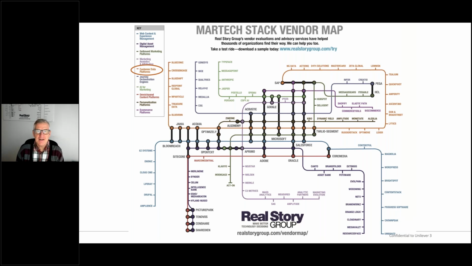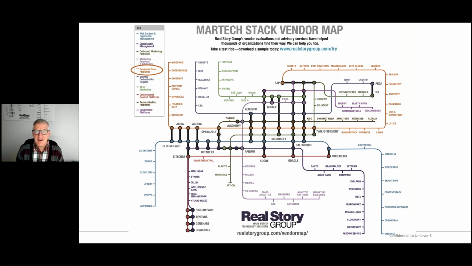Many of you have seen our MarTech stack vendor map, subway map, or map, whatever you want to call it, where these are all the different vendors that we evaluate at Real Story Group, and that we help organizations select. We lay it out as a subway model, suggesting, of course, that different marketplaces are different lines on the subway. The orange line is what we're focused on here today, customer data platforms.